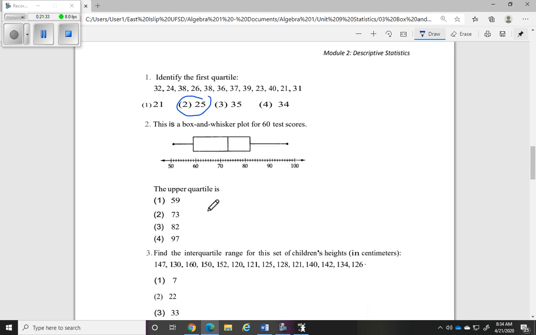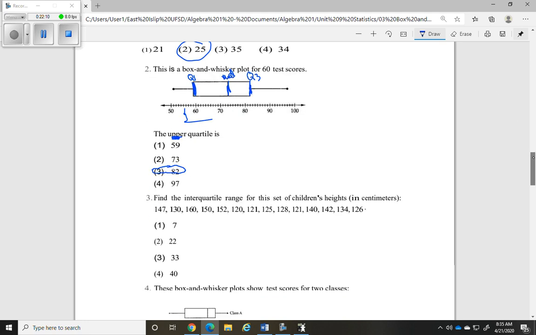Here they're asking for the upper quartile, but they're just giving you a picture. So remember that this first line is Q1. This is the median. This is Q3. Since the whiskers are attached to all points, there aren't any outliers. Upper quartile means the higher numbers, so that's your Q3. It looks like it's at 82, so choice 3.